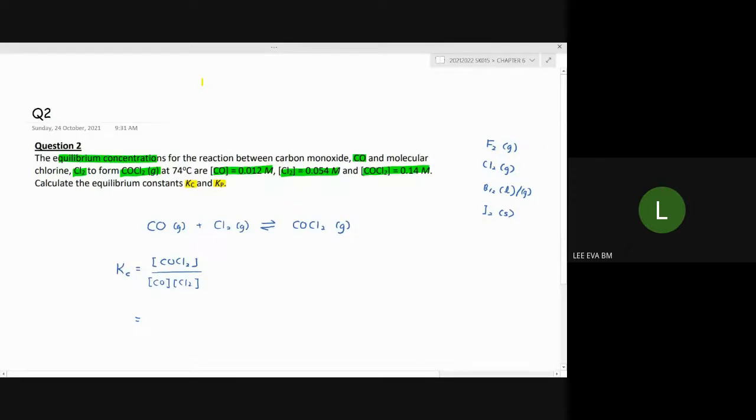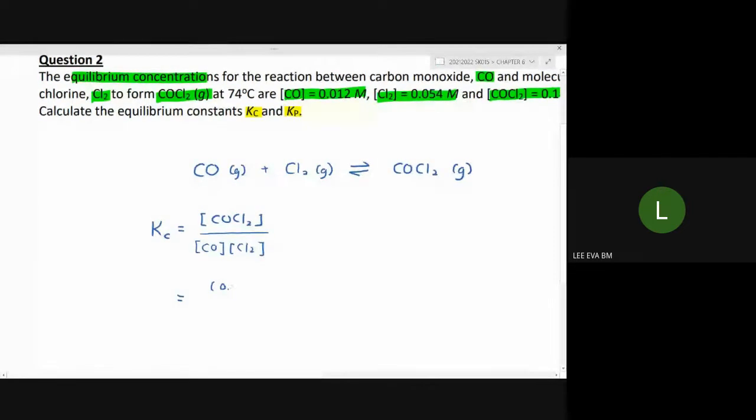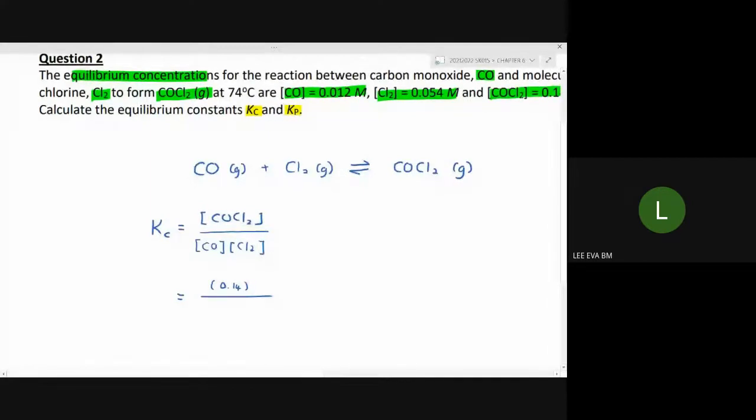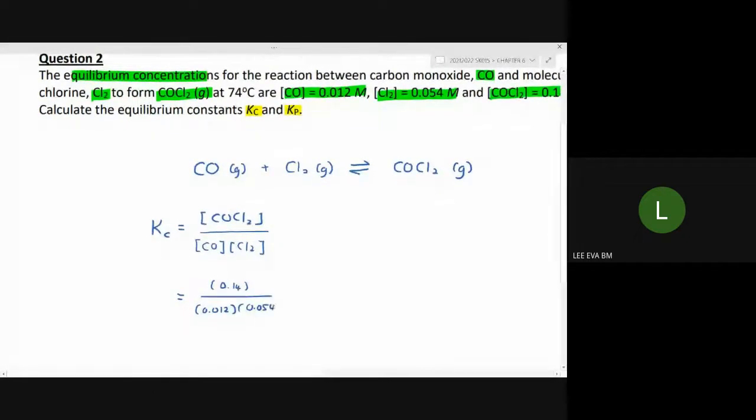So take notes, tadi dekat KC expression, madam pakai square bracket. But when you want to insert the value, we will convert it to normal bracket. Maksud madam dekat sini, 0.14, guna bracket biasa. So if you want to use bracket lah, if you don't want, doesn't matter. And then 0.012 and 0.054 for the chlorine. So calculate for your values.